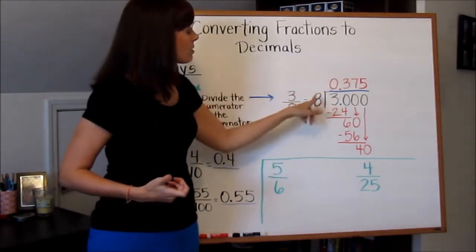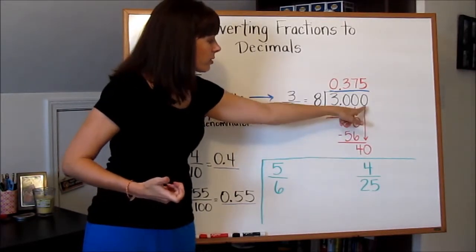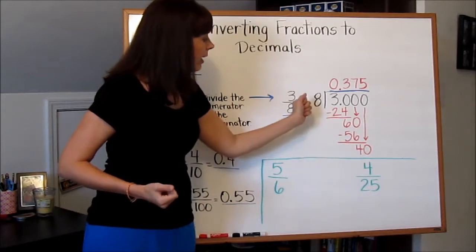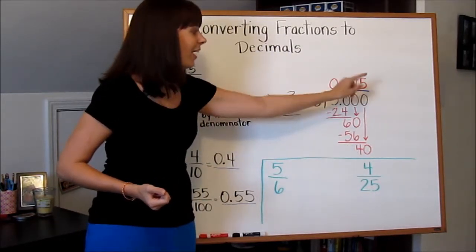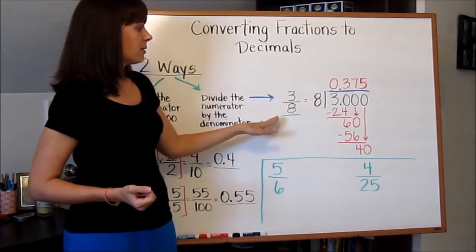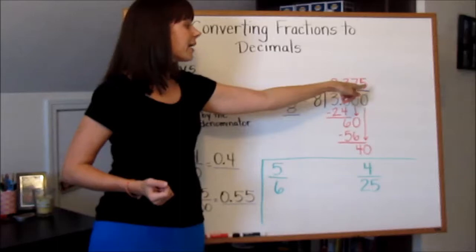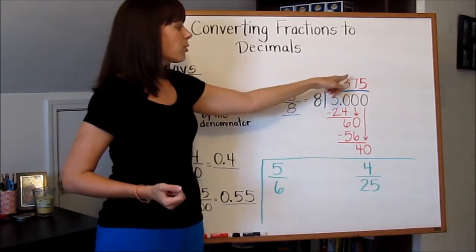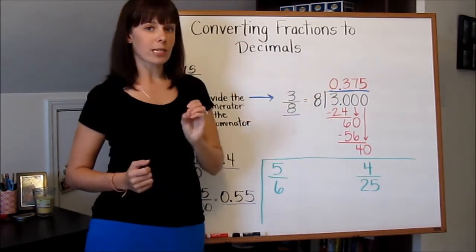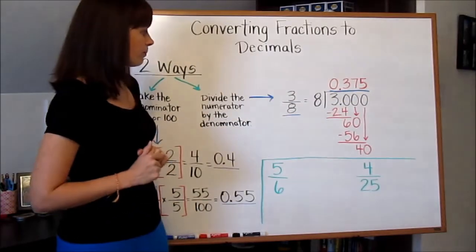And so 7 times 8 is 56. I subtracted there, and I had a 4. So I brought down another 0, and I figured out that 8 goes into 40 5 times. So 3/8 is equivalent to 0.375 or 375 thousandths. So these two are equivalent.